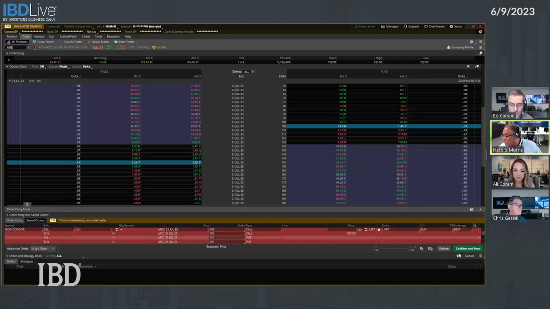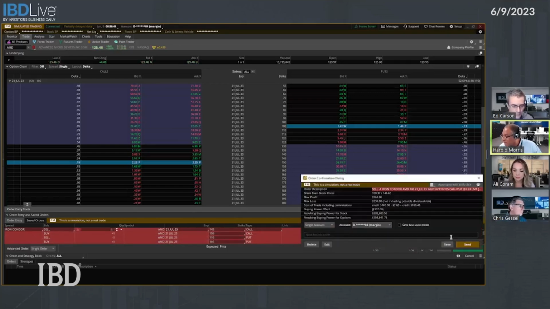So let's take a look at the numbers. I'm going to hit confirm and send, and so here are our numbers. The max profit is the credit that we receive. And then the break evens, this is important here. So this is our break even, and you can use this as your stop loss too. So keep these numbers in mind. I'm going to just write that down, 108.37 and 146.63. So when we get to the chart, we can identify that on the chart.